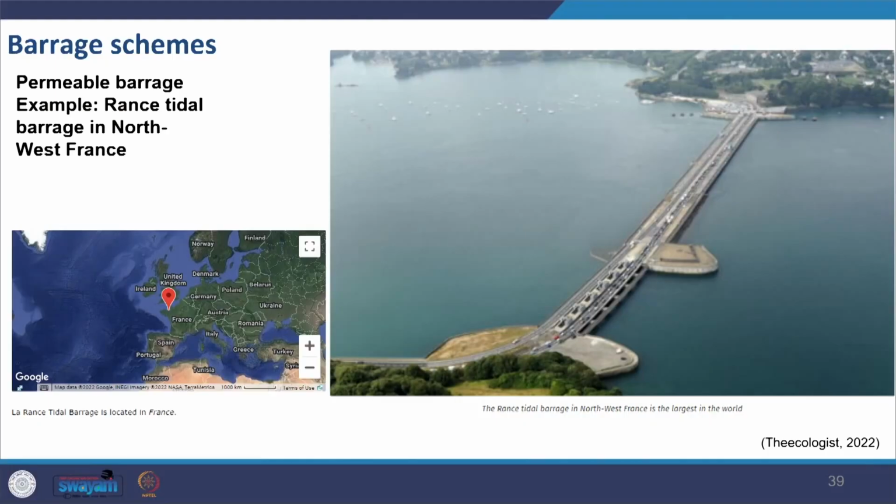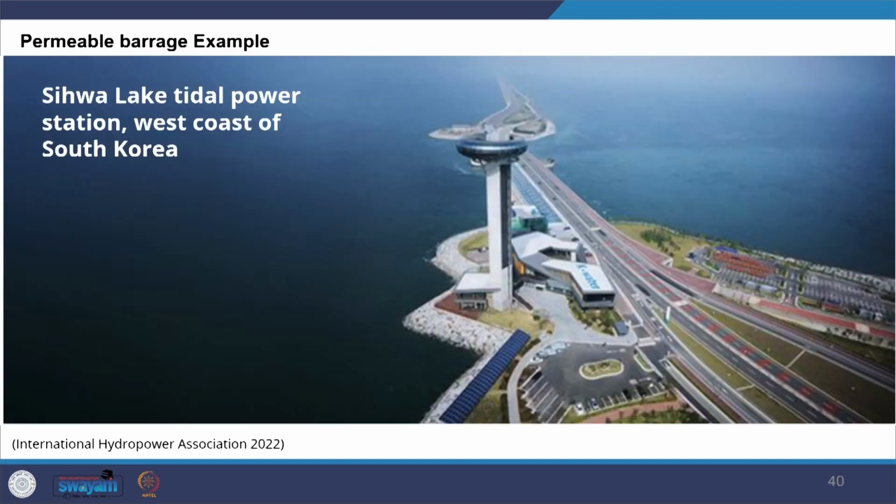You can also see here the Rance estuary in France, where there are studies which tell what kind of changes have happened. Then you can also look at the Sihwa Lake tidal power station, which is one of the largest built on the west coast of South Korea. You can see in the image how extensive, large-scale a project it is.